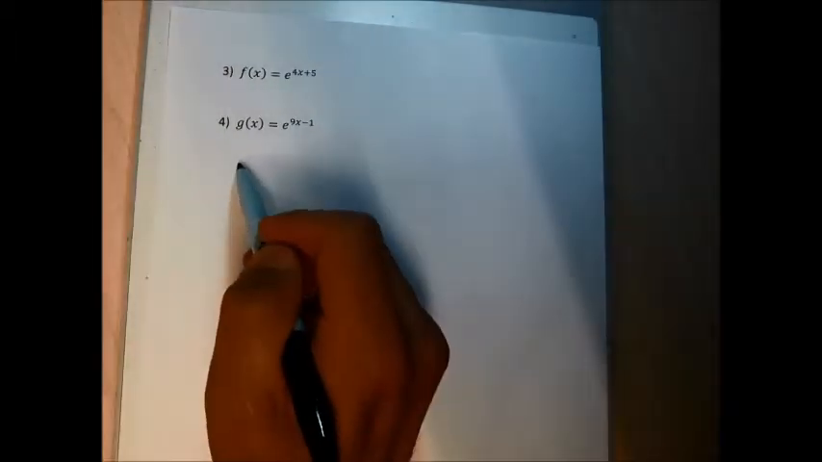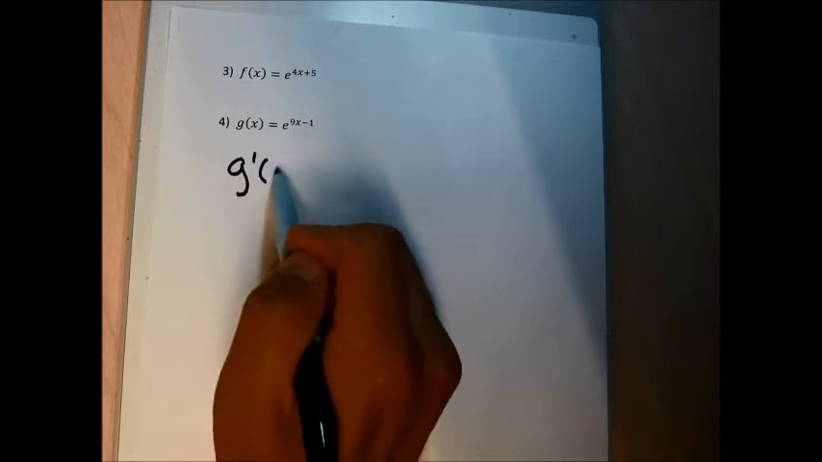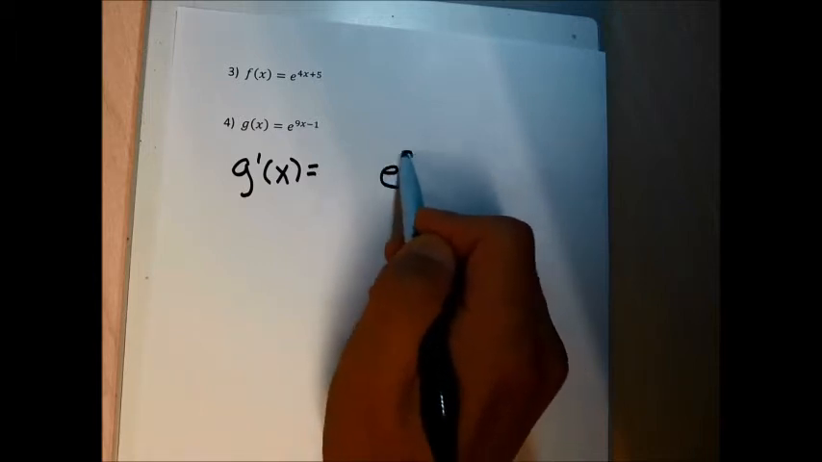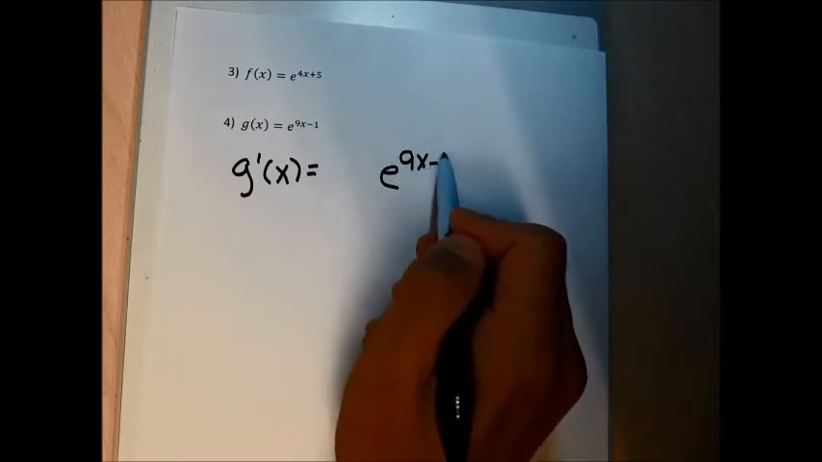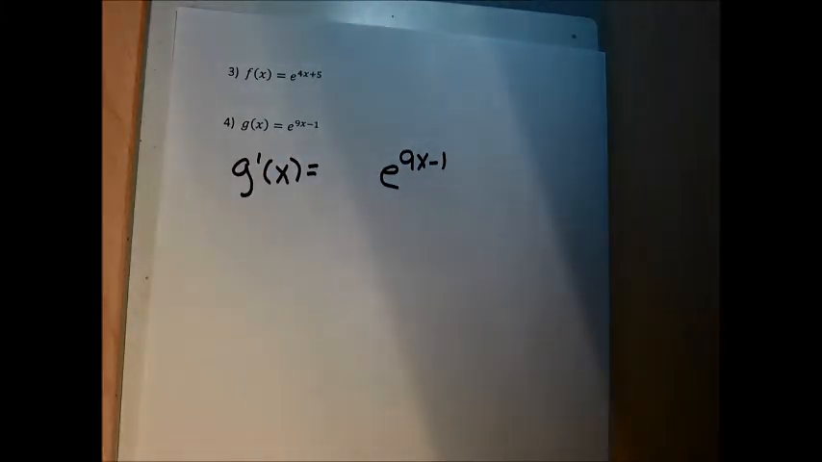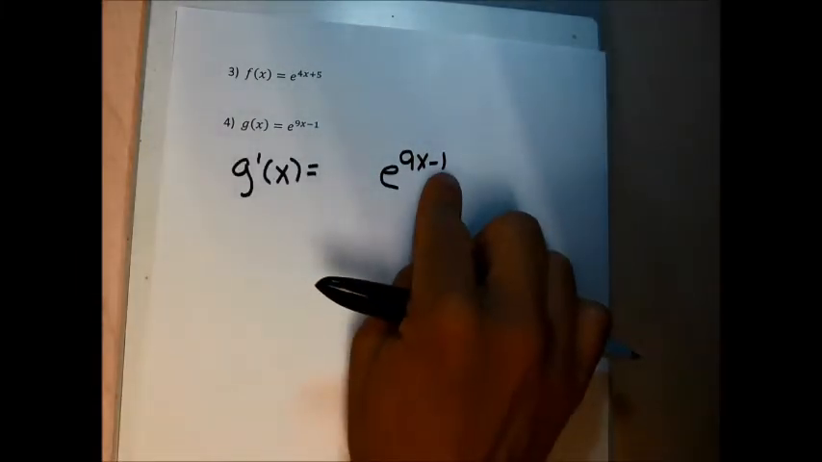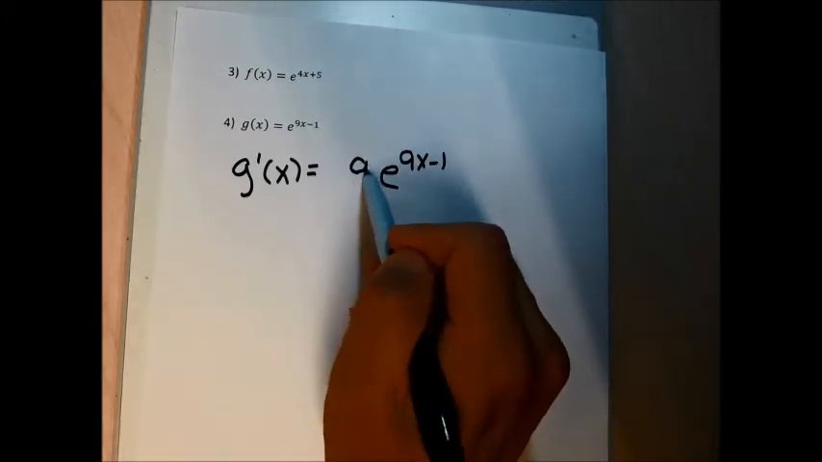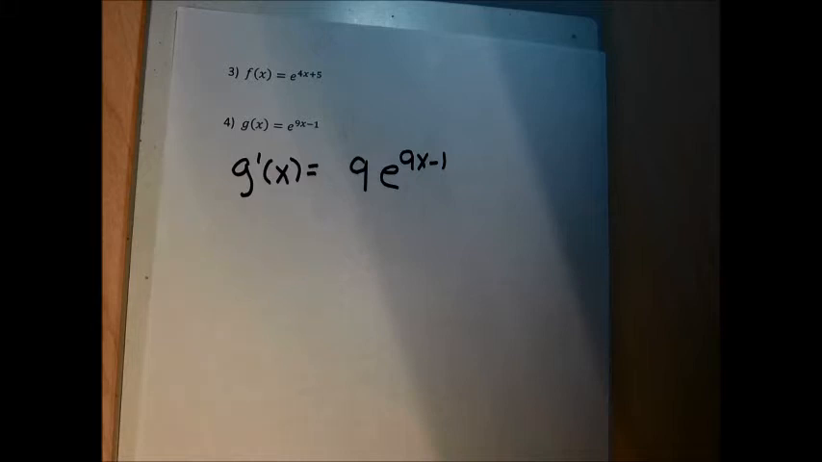So 4 and 3 should go equally quickly. I'm going to write g prime of x because I'm taking the derivative, and anytime I take a derivative with an e, the original function comes back as part of the derivative, and right to the left of the original function I write the derivative of the exponent. The derivative of the minus 1 is 0, the derivative of 9x is 9, so right to the left of the function I'm going to write 9. So the derivative of e to the 9x minus 1 power is 9 times e to the 9x minus 1. These couldn't be easier. They don't simplify at all, so they just are what they are.